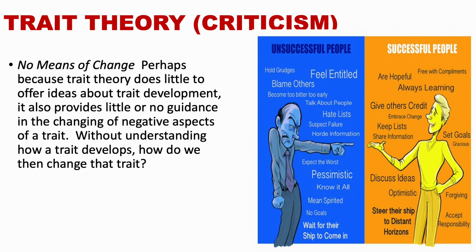So how do we do that? The unsuccessful people on the left tend to be pessimistic, they tend to be mean-spirited, they don't have any goals, they're just waiting for opportunities as opposed to making things happen. How do we change those things about people if we don't understand how people became that way to begin with? And that is truly a problem with trait theory.